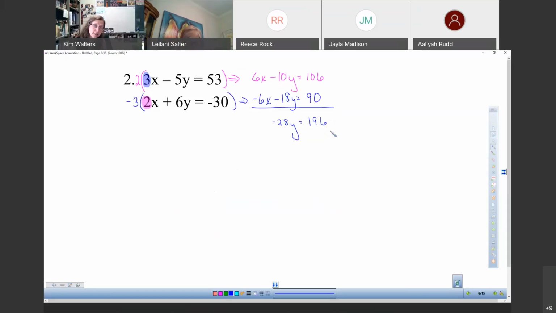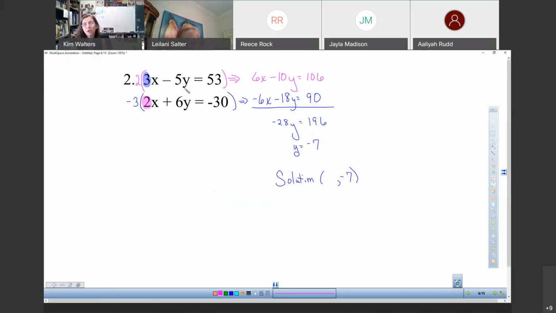I get 196 here. If I divide both sides by negative 28, I get y equals negative 7. Oh, that's so much nicer than what I was going to get. That was going to be really ugly. Okay. So my solution, again, I'm finding the second value for my ordered pair, is something, negative 7. And now I need to backtrack and find x.